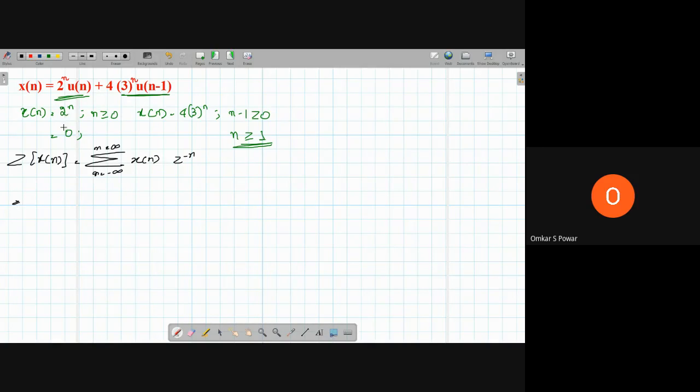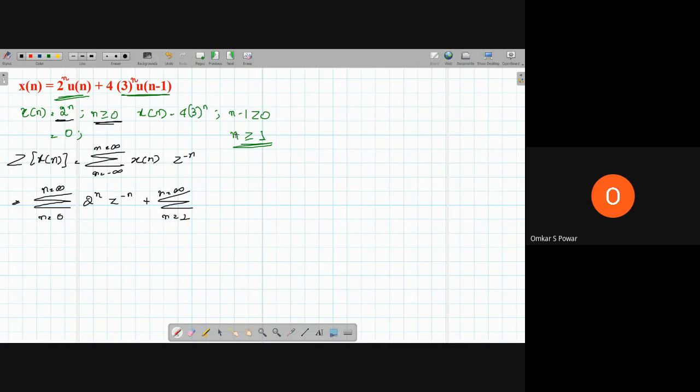So what is our first term here? It varies from 0 to infinity, it is 2 to the power of n. So term by term we will go. So your first term is n varies from 0 to infinity. So your x of n is 2 to the power of n into z to the power of minus n, plus your second term, summation n varies from 1 to infinity.